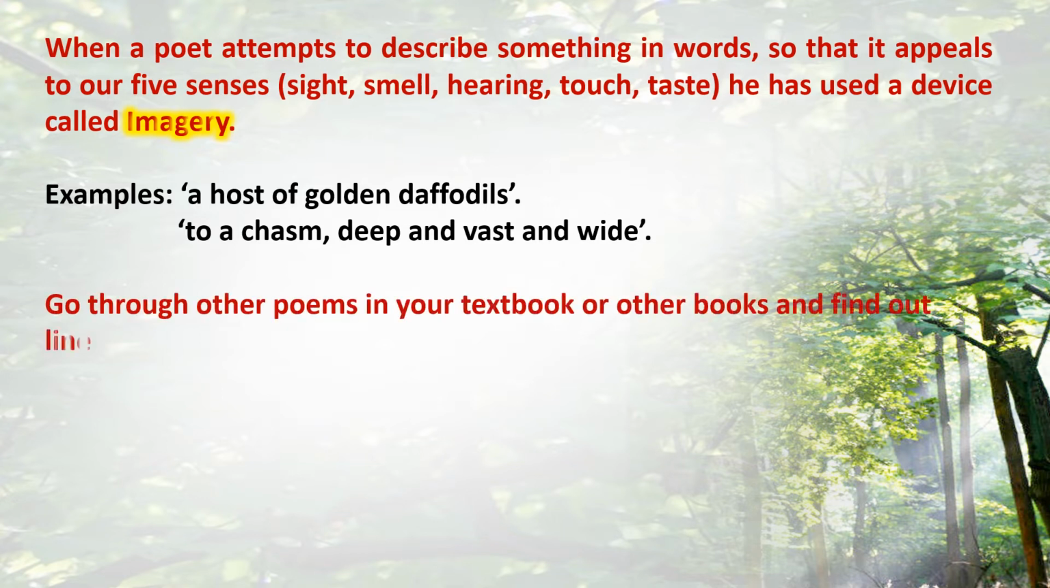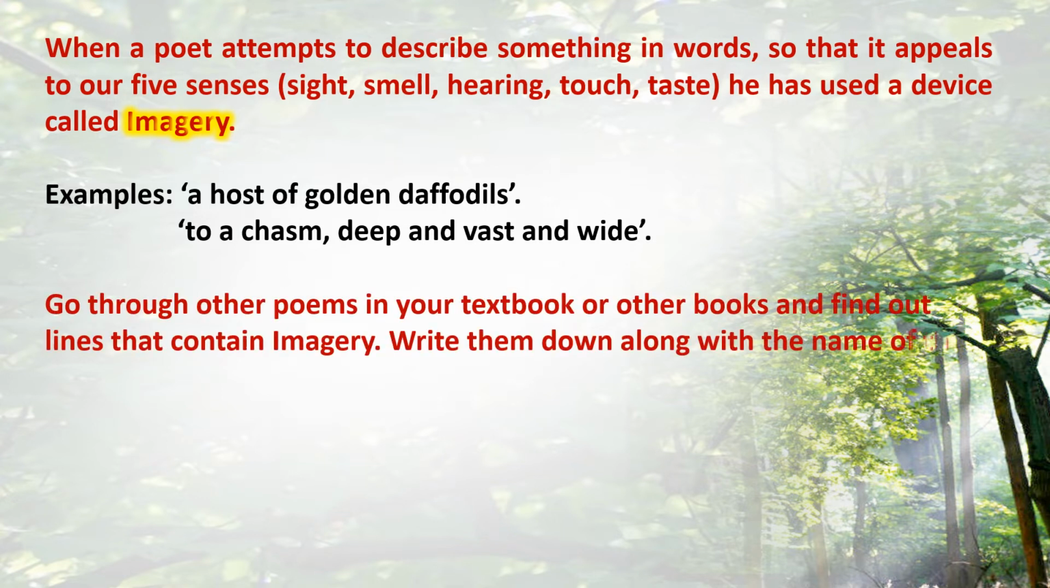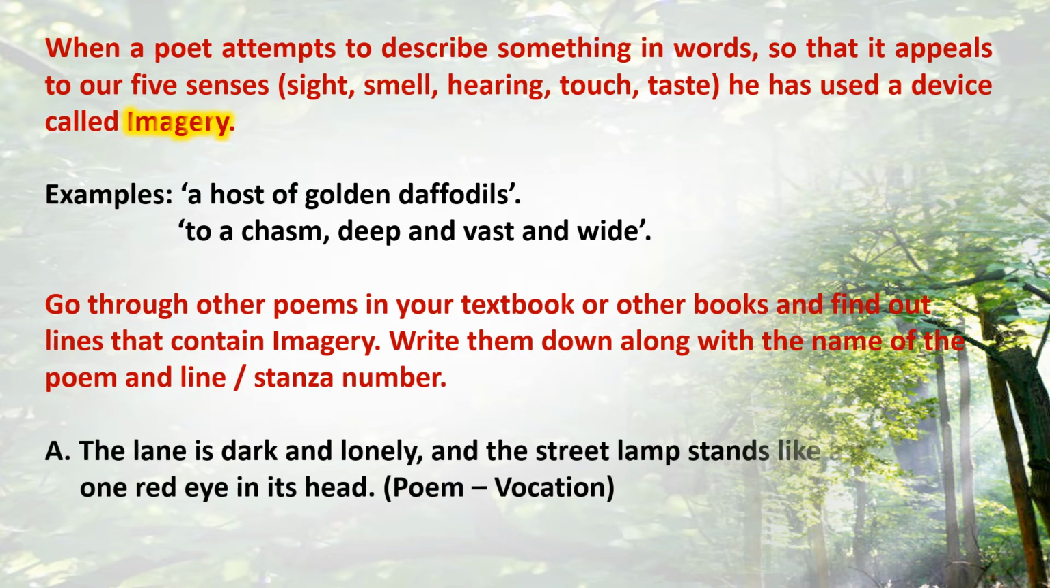Now, you have to go through other poems in your textbook or other books and find lines that contain imagery. Write them down along with the name of the poem, line, and stanza. So we have one in the poem Vocation. The lane is dark and lonely, and the street lamp stands like a giant with one red eye in its head. Imagine that picture in your head. You get a very vivid picture. So, this kind of figure of speech is called imagery.